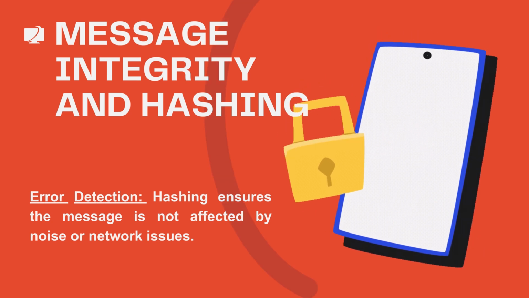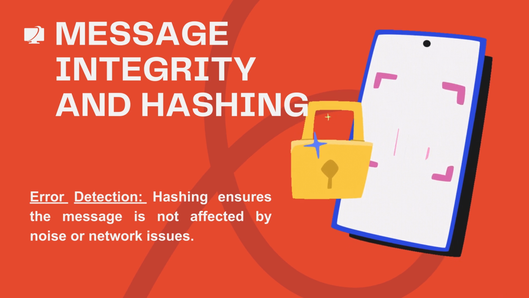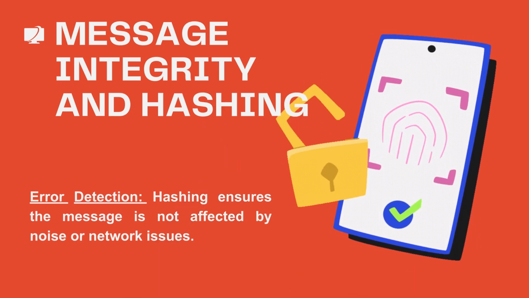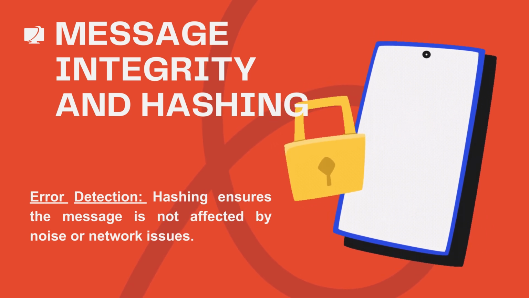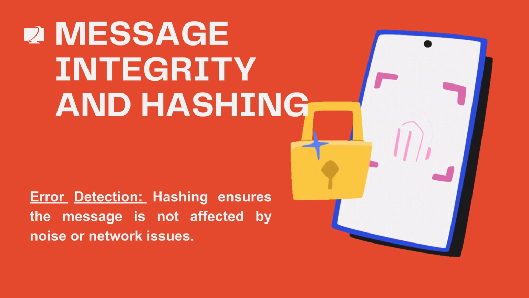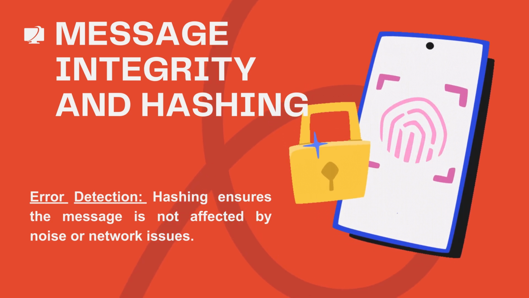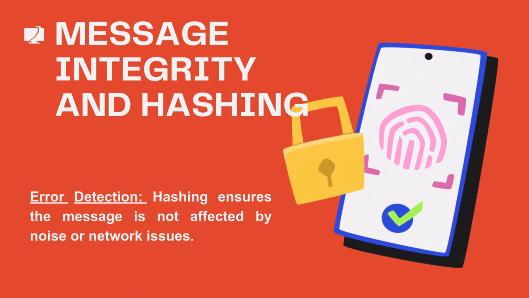Alright. Now let's dive into message integrity and hashing. This is all about keeping your data safe from being changed or tampered with. Because here's the thing, even if you encrypt your message, how do you know it wasn't messed up along the way? Maybe a hacker tried to change something, or maybe the network glitched. This is where hashing comes in, like a bodyguard for your data.